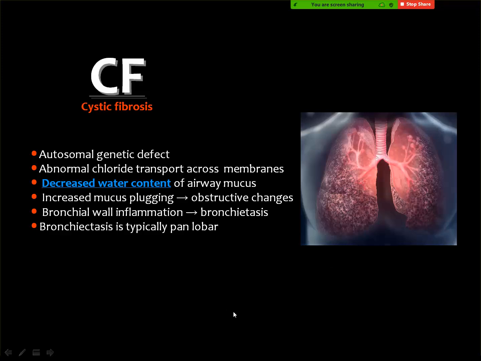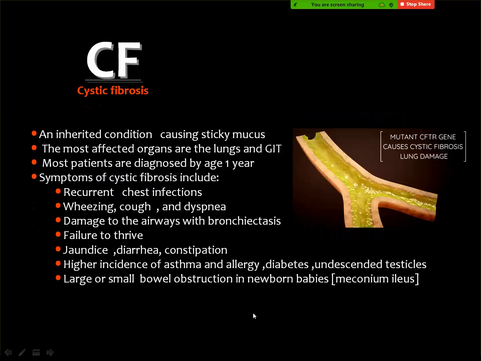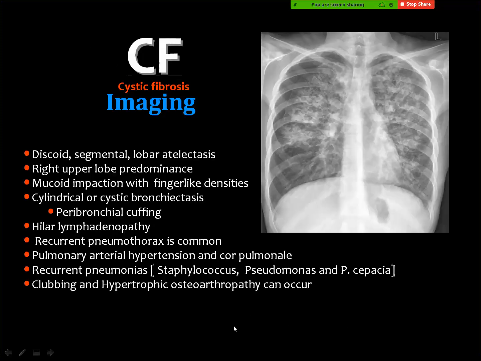This will result in obstruction of the bronchi, inflammation of the wall, bronchiectasis, and mucus plugging. The symptoms of cystic fibrosis include recurrent chest infection, wheezes and dyspnea, bronchiectasis, failure to thrive, jaundice, diarrhea, and constipation. The two main sites for cystic fibrosis are the GI tract and the chest.